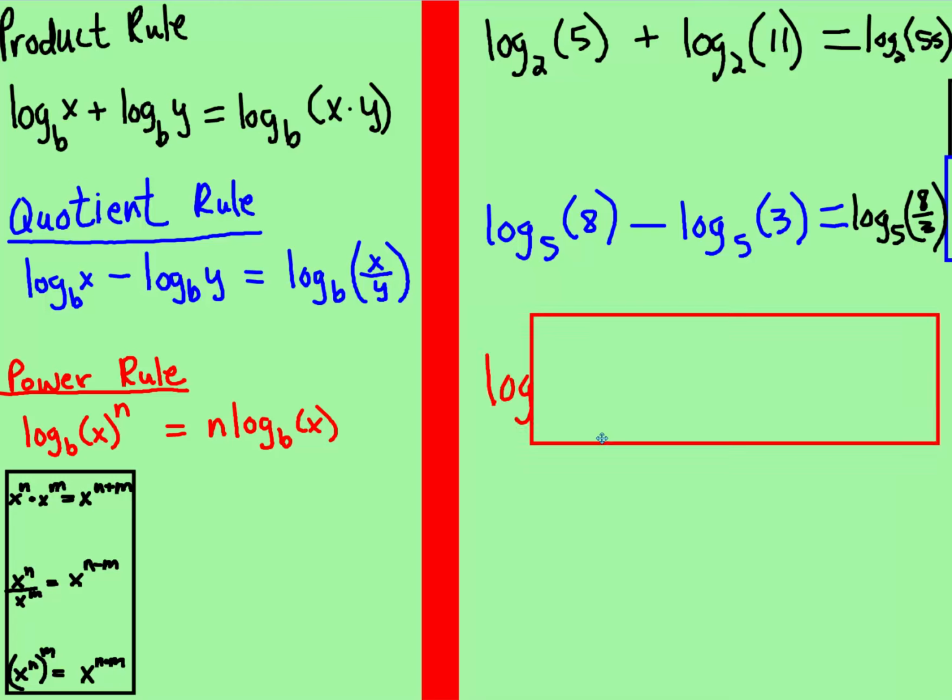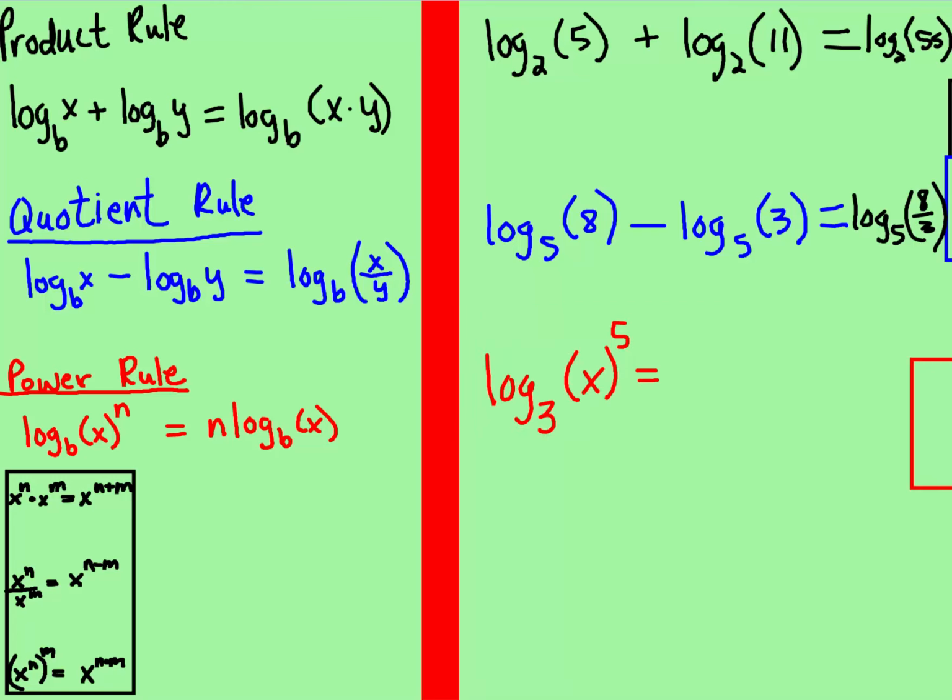All right, and then the power rule. Log base 3 of x to the 5th. And look what happens when you look at the power rule. Whatever that exponent is, it gets brought down in front and then it gets multiplied. So that would be 5 times the log base 3 of x. So if you can keep the exponent rules and the log rules straight, they're pretty easy.